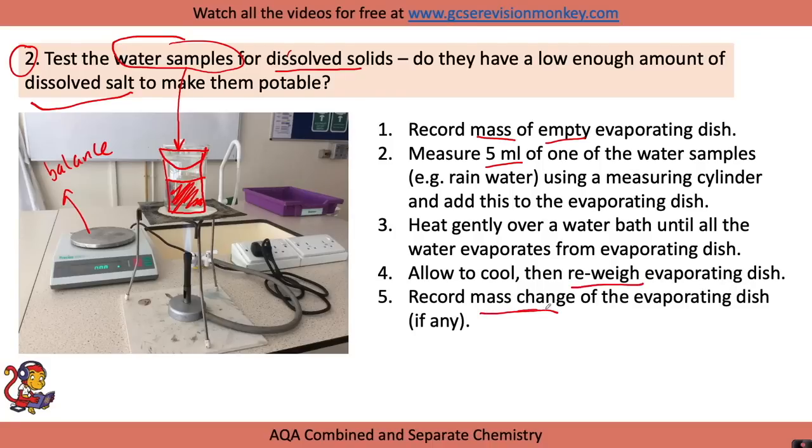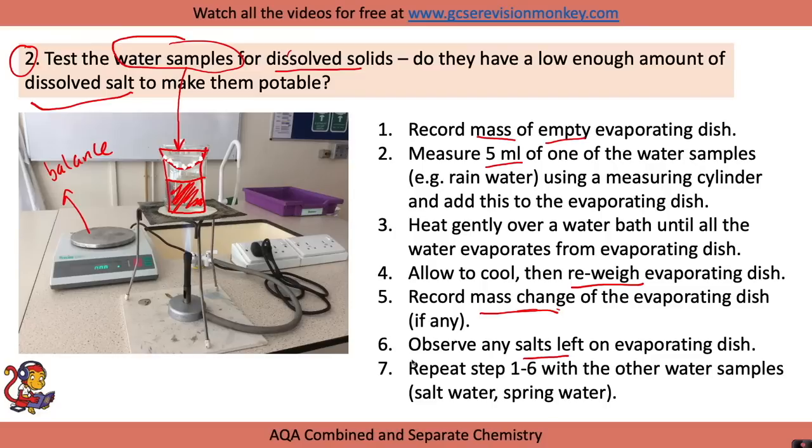You would then record any mass change of the evaporating dish, if there is any, and observe any salts left on the evaporating dish. So once the water had evaporated, if your sample contains salts, it would likely be that you would see salt deposits building up on the sides of the evaporating dish. So when you were to put that dish back on the balance and re-weigh it, you'd expect it to be heavier because it now has salt on it. You would then repeat steps 1 to 6 with the other water samples, for example if we used salt water and spring water.